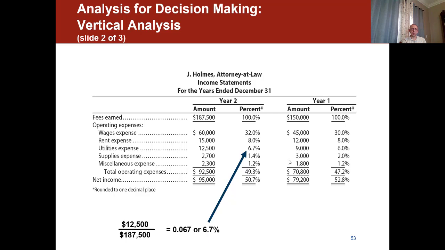Okay? Another good thing about using this kind of vertical analysis, it tells you what is the biggest percentage that was spent or the expense that we have compared to our fees earned. You can see that wages is the biggest percentage compared to our fees earned. And that 50% of our fees earned goes to net income, and this is a good thing. However, last year was a little bit better, it was 52.8%. So that's the benefit of using this kind of vertical analysis.